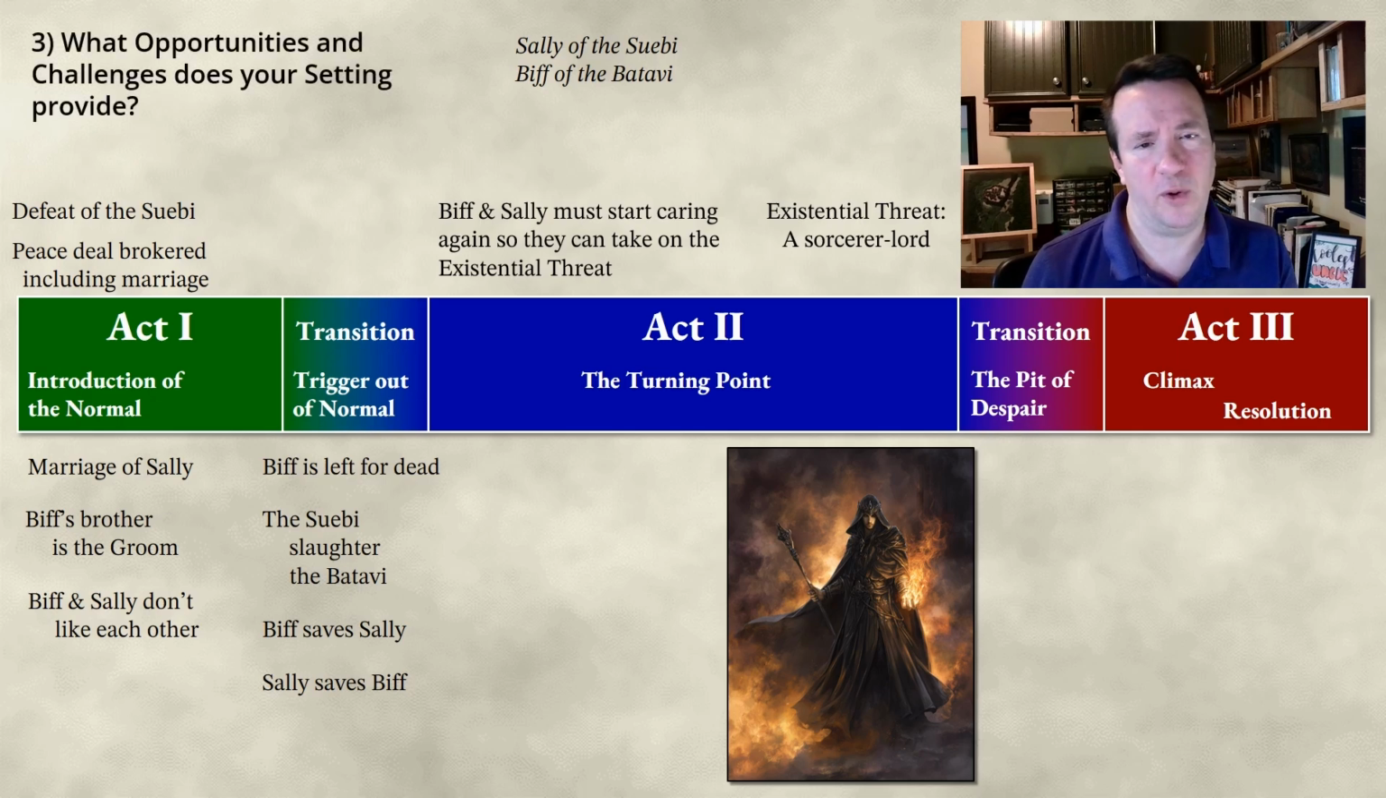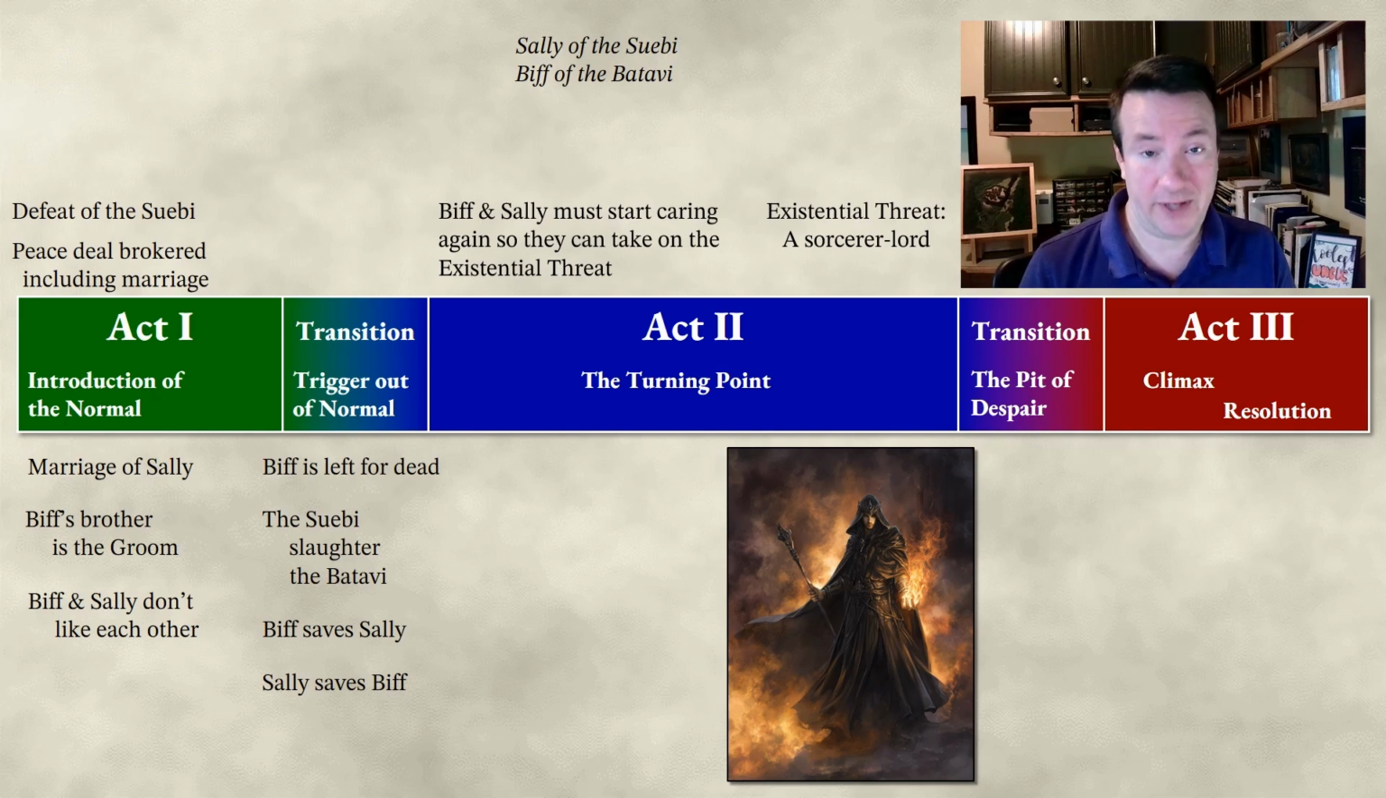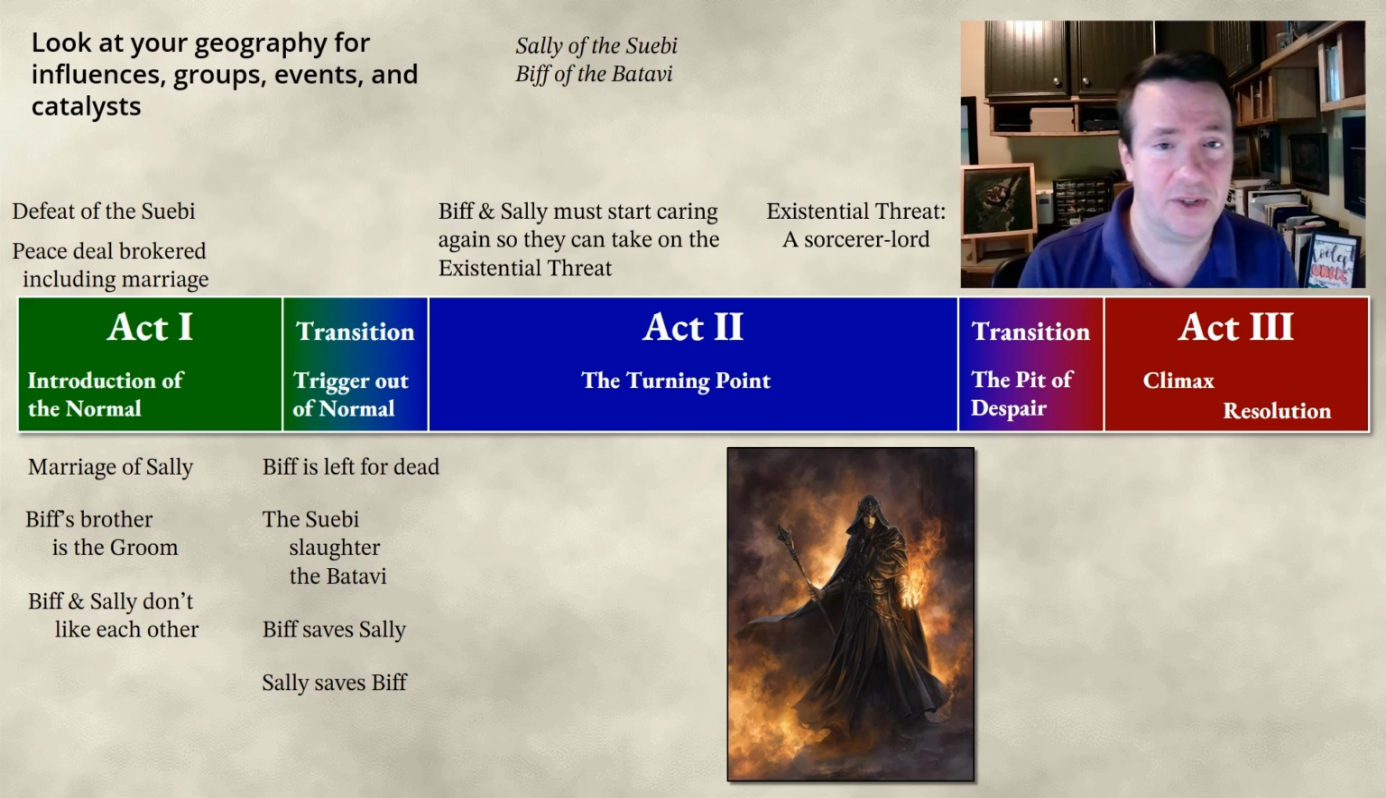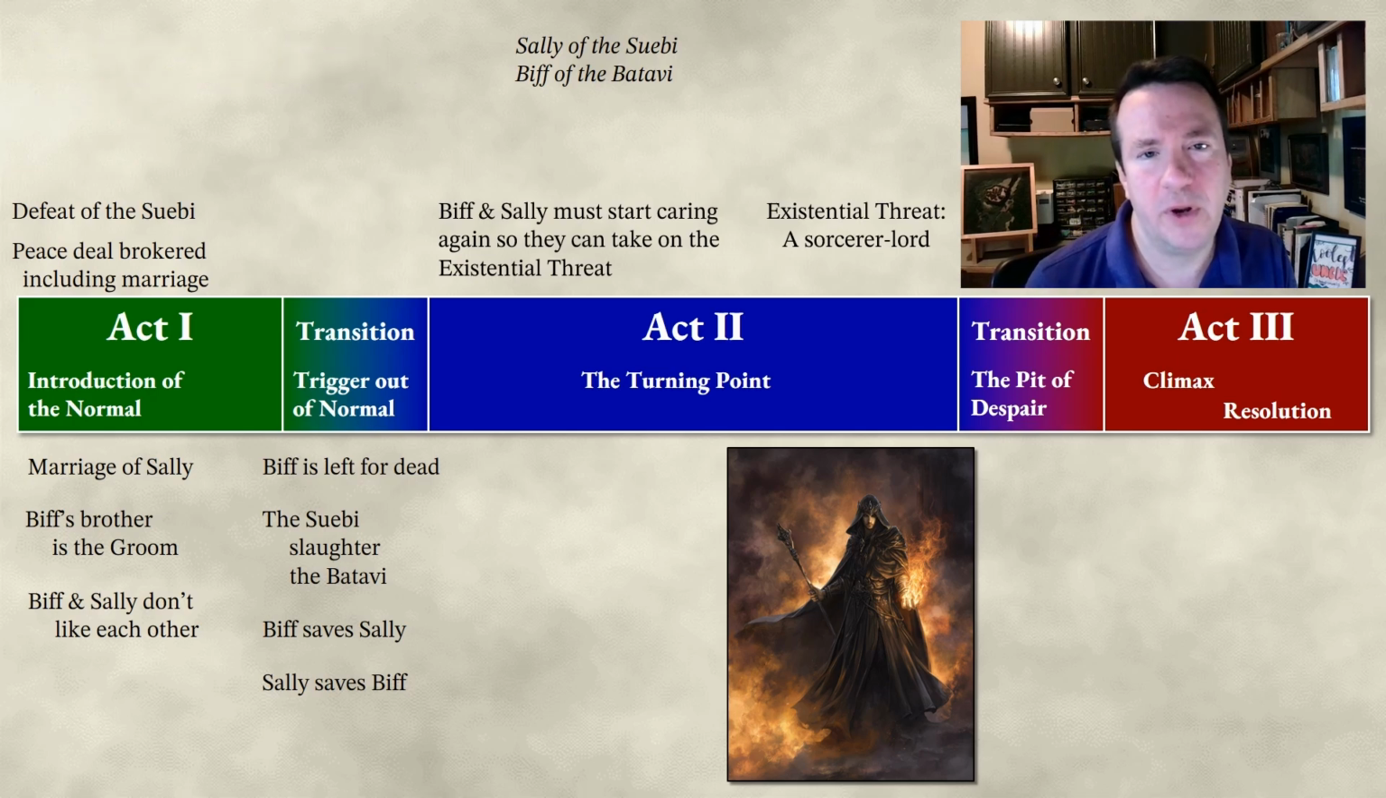Think about this in a way similar to the genre question. With the genre, we look at what an audience is expecting out of a tale, and use those concepts to help guide you along the way, or perhaps at least to provide some potential guide rails. With geography, you look at your setting for influences, groups, events, and catalysts that are present or nearby. What opportunities and challenges does your setting provide?